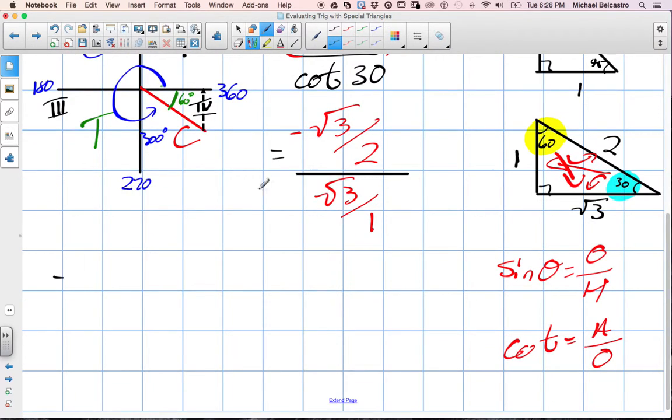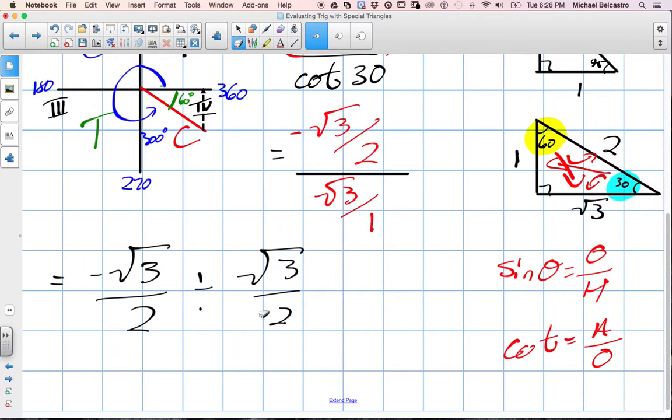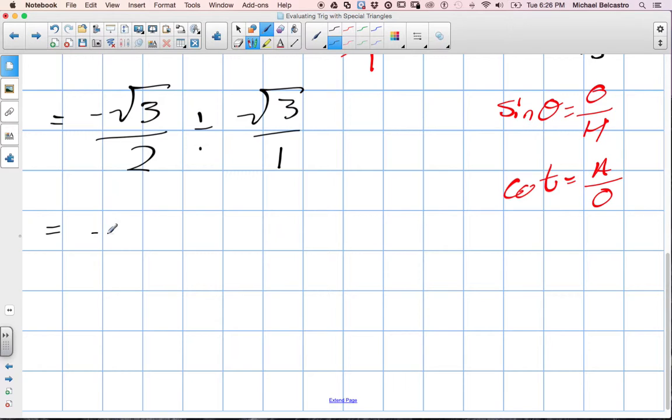So now we're dividing fractions. We've got a little more room, so we're going to move it over. We have negative root 3 over 2 divided by root 3 over 1. When we divide fractions, we invert and multiply. So this becomes negative root 3 over 2 multiplied by, and then we just invert this fraction here, so 1 over root 3.